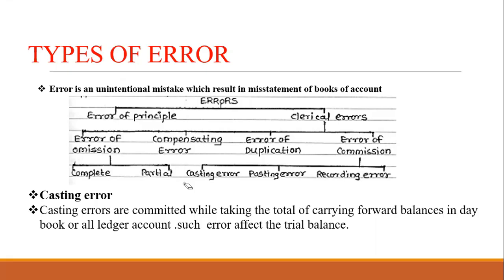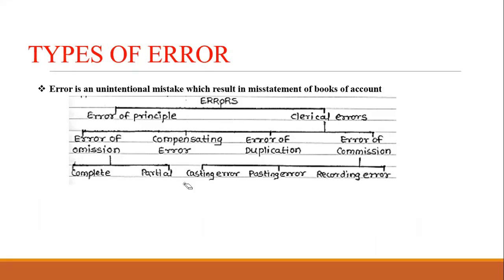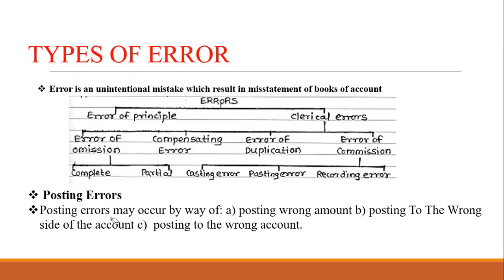After casting error comes the posting error. Now, very simple. What do you mean by posting error? Posting errors may occur in three different ways. First, posting the wrong amount. In your question, it was salary 50,000. You wrote it as 5 lakhs.